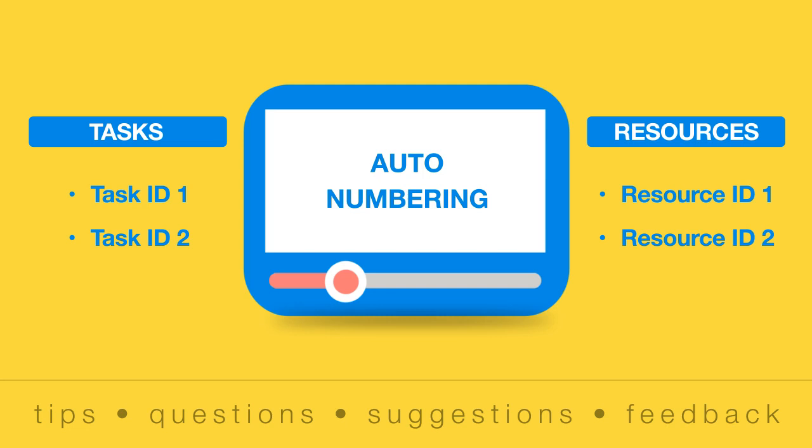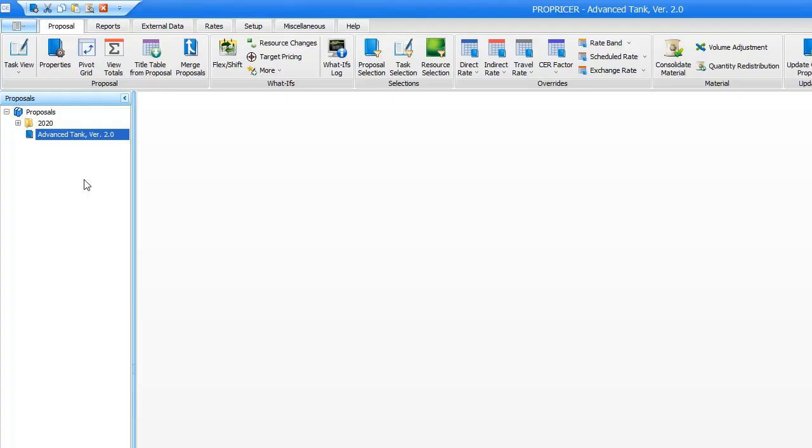Also, a resource can now be easily entered multiple times on a single task because each one will have a unique ID. This also means that different resource fields are no longer required when adding the same resource to a task multiple times. To demonstrate this feature, let's start by enabling auto numbering in a proposal at the task level.